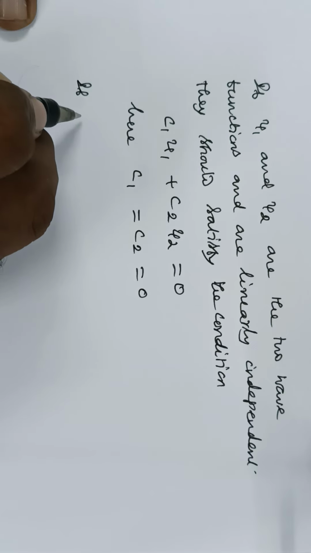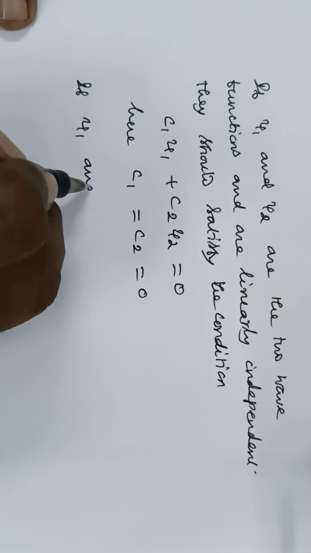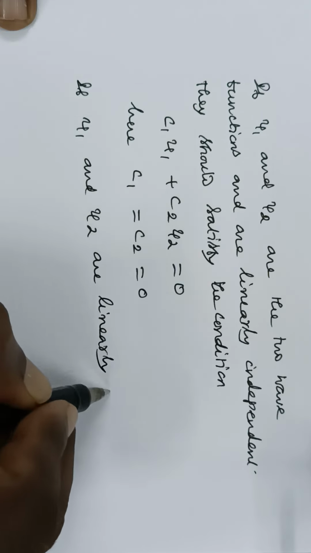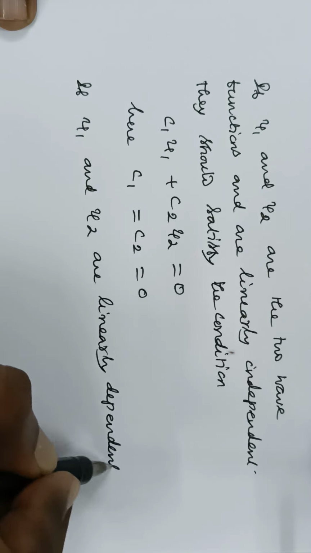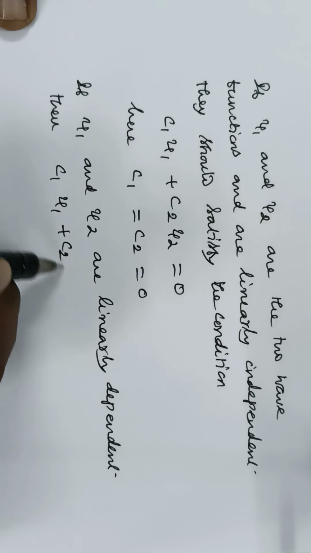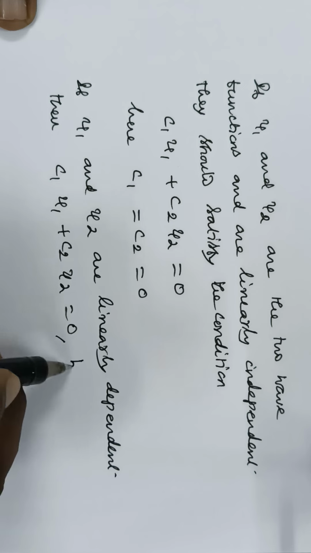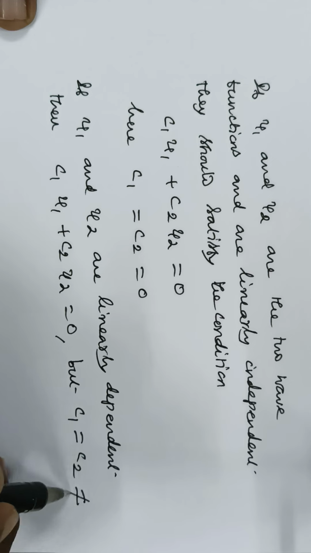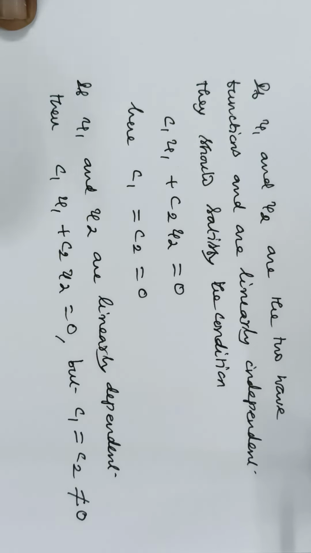If psi 1 and psi 2 are linearly dependent, then C1 psi 1 plus C2 psi 2 equal to 0, but C1 and C2 are not equal to 0, which means that C1 and C2 are not equal to 0. In this way, we can classify linear independent and linear dependent wave functions.